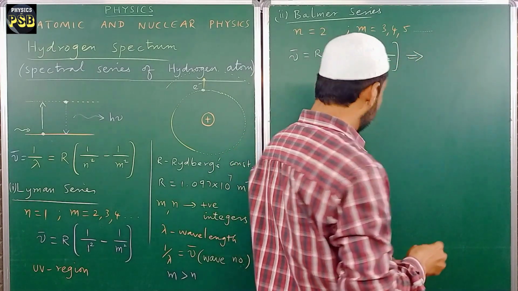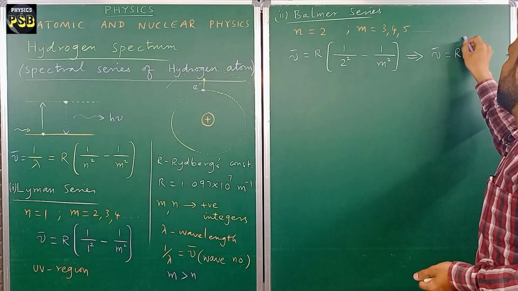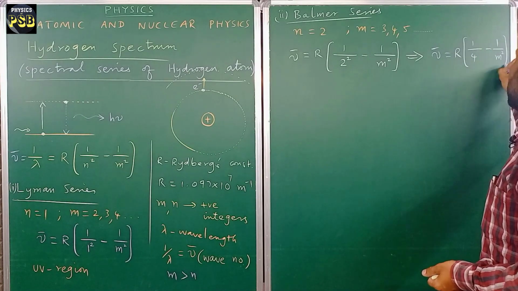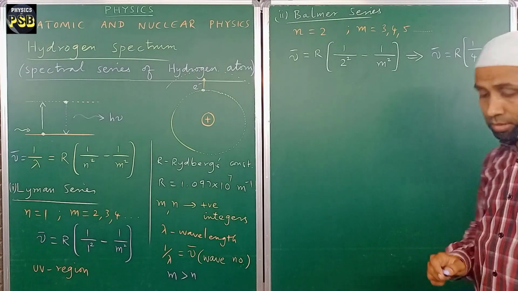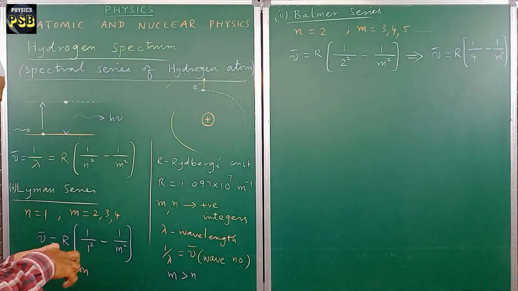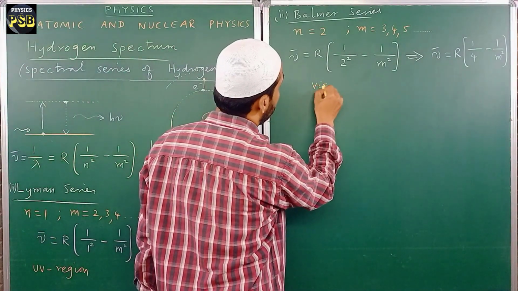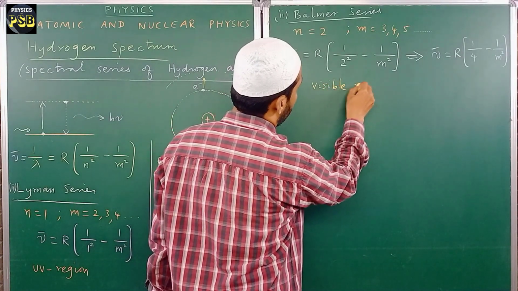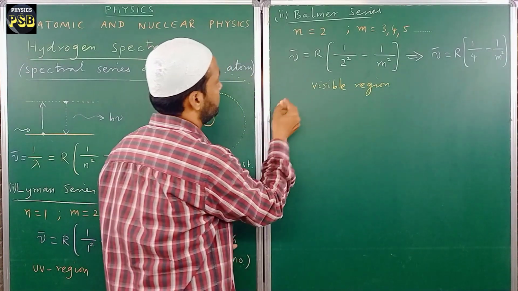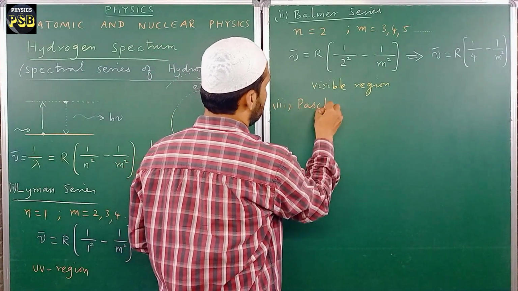I will simplify this and write here. So nu bar equals R multiplied with 1 upon 4 minus 1 upon m square. Got it? And here, this spectral series is in the visible region. Understand? The third one, Paschen series.